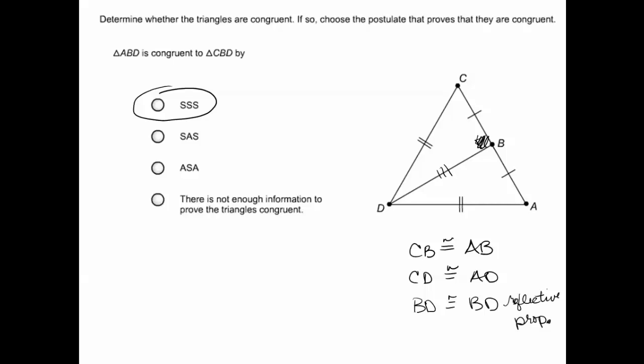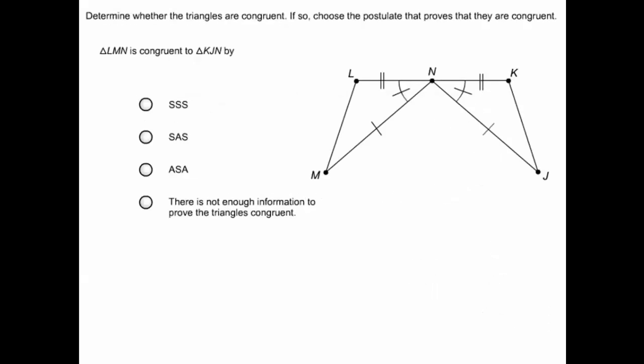Okay. I can't find my pointer. There we go. All right. This one says, determine whether the triangles are congruent. If so, choose the postulate that proves they are congruent. It says triangle LMN is congruent to triangle KJN.